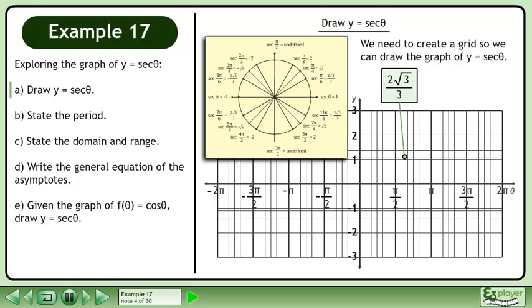We have a line representing 2 root 3 over 3. We have another line representing root 2. By symmetry, we also have lines at negative 2 root 3 over 3 and negative root 2.